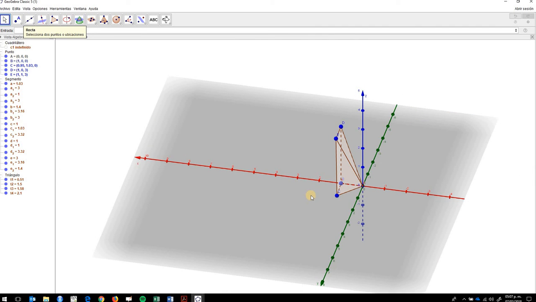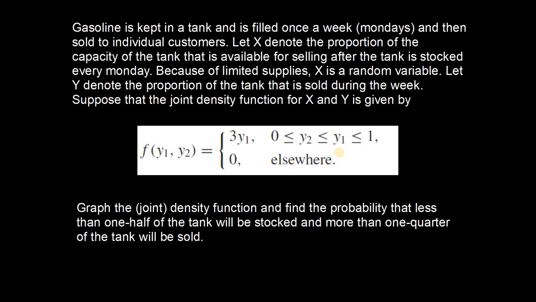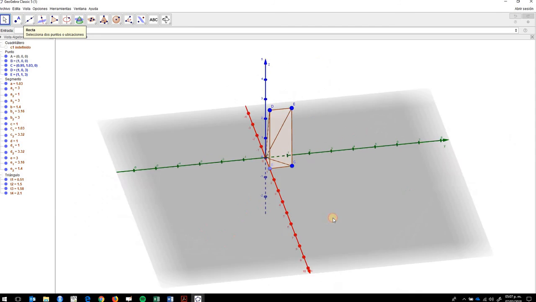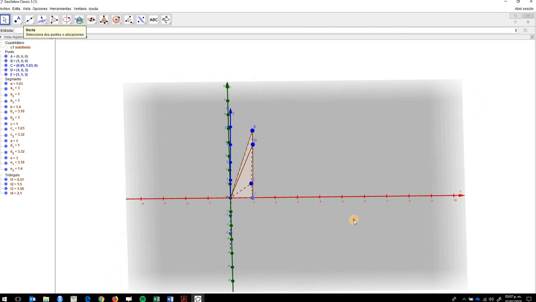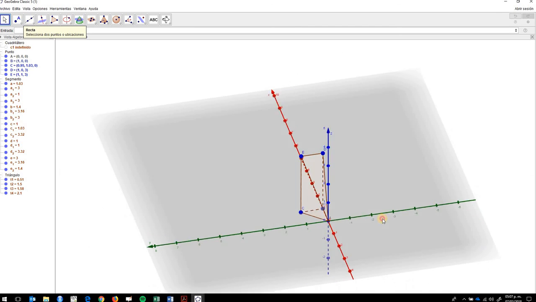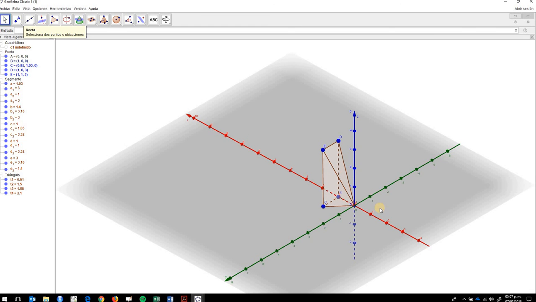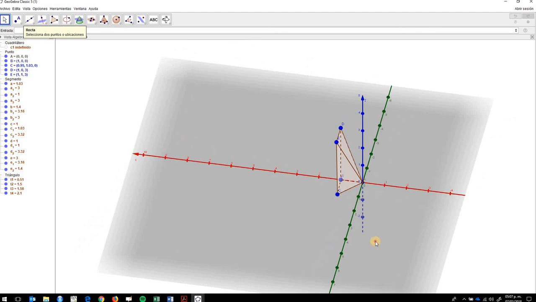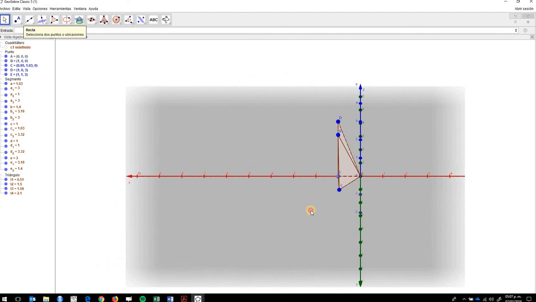So if you want, you may try to integrate this function over y1 and over y2, and the integral, of course, must be 1. So the volume inside this figure must equal 1. If it's not 1, then this is not a density function. So that's it for how to draw this density.